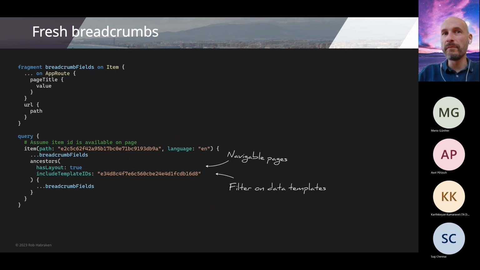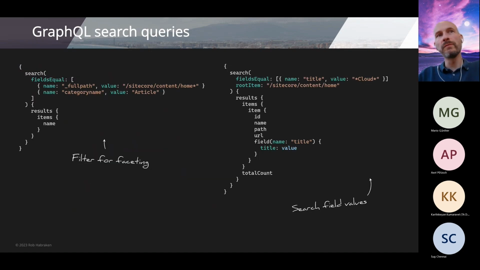So you can see, apart from the layout node that's resolved when you hit a page, you can also do additional queries to get this. And I think this is easier to maintain than actual custom C# code doing the same thing. And you can do more stuff with GraphQL search queries.